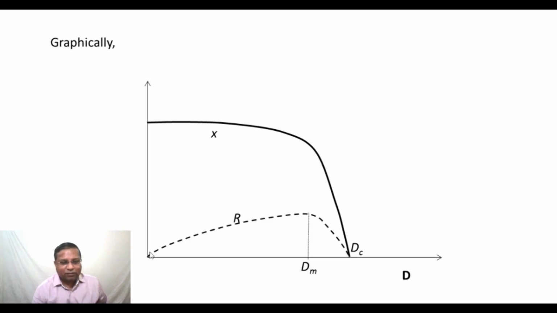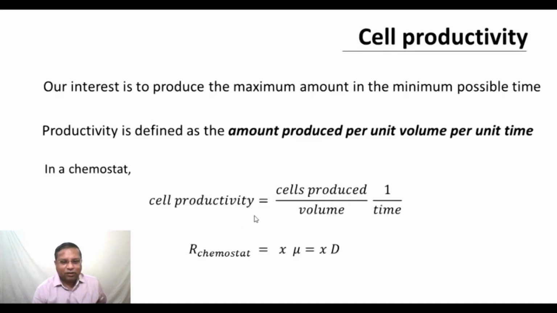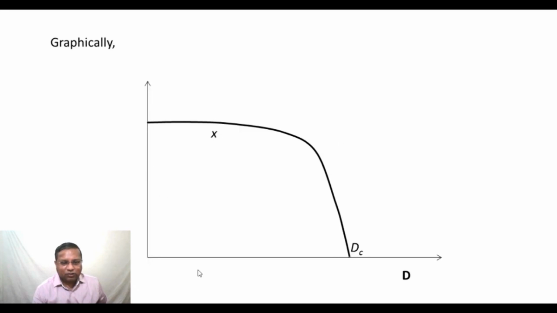The productivity will go something like this. It will go on increasing, going by the earlier equation, X into D. So it goes on increasing till it reaches a maximum productivity at Dm, and then it will actually drop till the point of the critical dilution rate where it becomes 0. There are no cells coming out, so the productivity needs to be 0 there.